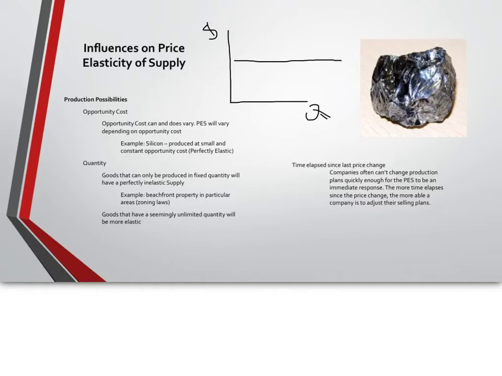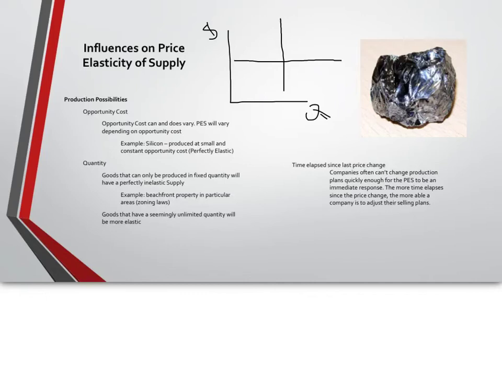Now, the opposite of that would be a perfectly inelastic curve, which will look like that. Okay? And that would happen when you have a drastically different scenario. And we'll get into that a little bit later. But for now, we'll step down into quantity. There are goods out there that can only be produced in fixed quantity. For example, luxury waterfront property in a specific area.